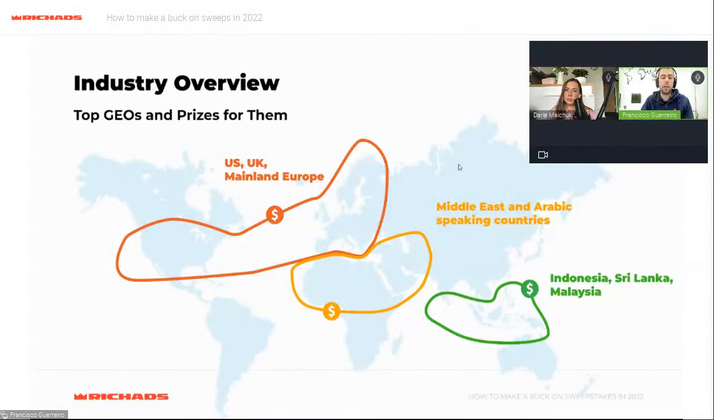And then finally, in all the tier three countries, I would say Indonesia, Sri Lanka, and Malaysia have been doing really good for us, because there is a big variety of offers. The payouts are usually small, but the traffic is also very cheap. So you can really optimize the offers well, because you can see a lot of conversions. So these are the three different kinds of markets that we see doing really good in the sweepstake vertical.